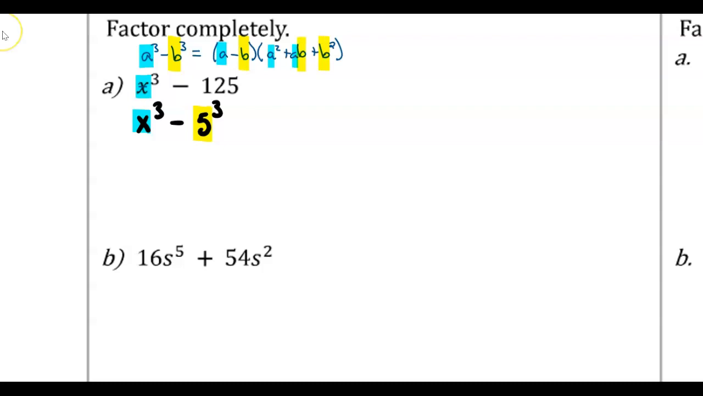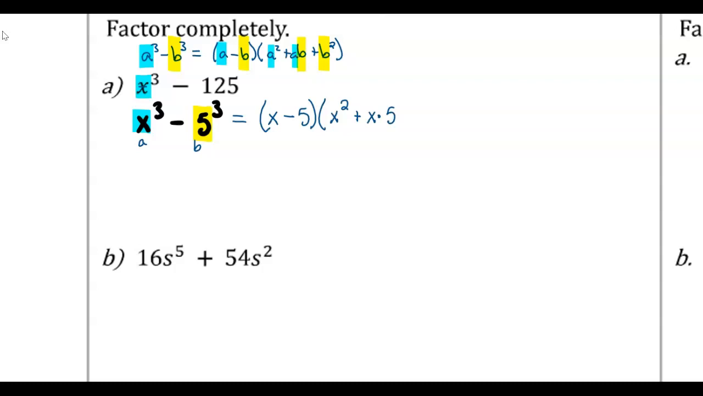Okay, let's see if we can follow this format. So you start with A minus B. Remember, A is the X, minus B is the 5. All right, now let's do the second parentheses. You start with A squared. A is X, so X squared. Plus, you do A times B, so X times 5.